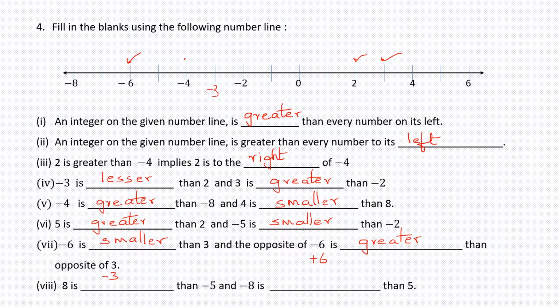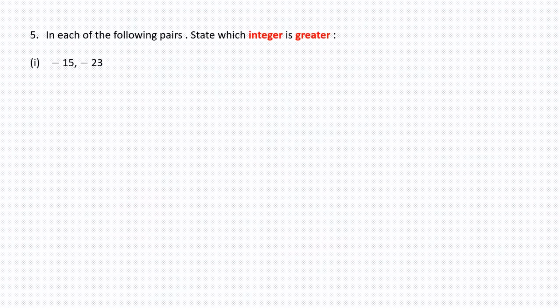8 is dash than minus 5. Okay, 8 is greater than minus 5. 8 is a positive number. Minus 5 is a negative number. All positive numbers are greater than negative numbers. And minus 8 is dash than 5. Minus 8 is lesser than 5.